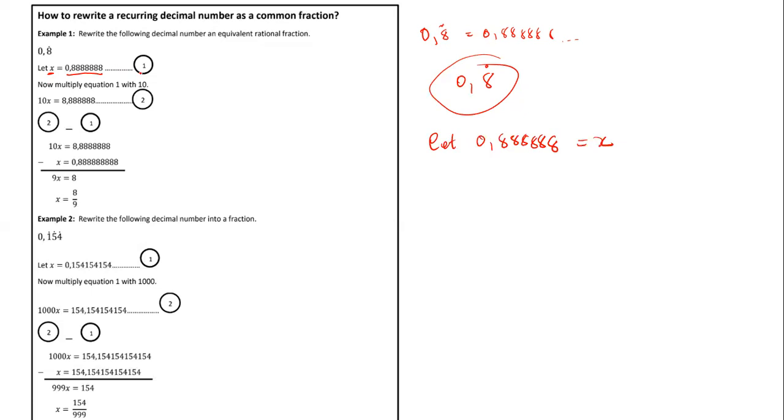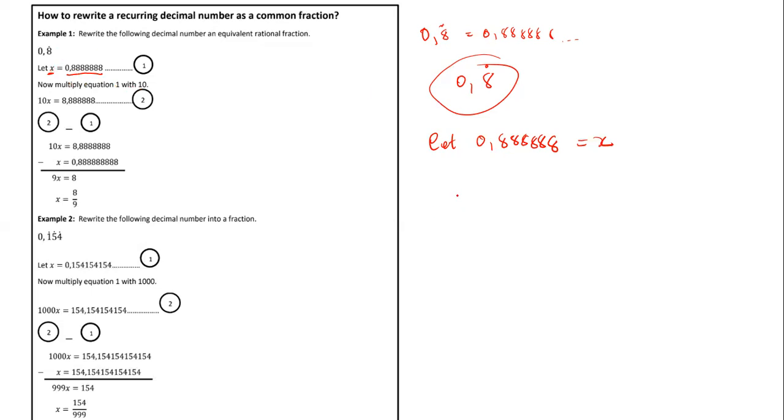The second step is to multiply equation number one by 10. Why do we multiply equation one by 10? Simply because we want to convert this 0,8888 into a fraction. This number is the same, which is 8. If we had maybe 0,8 something something, we would multiply by 100, but I'll show you as time goes by if we had different numbers. So here we multiply equation 1 by 10 on both sides.